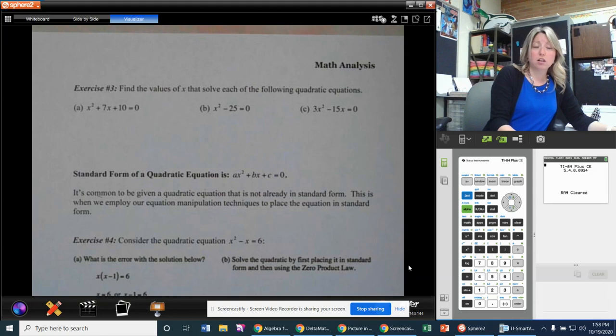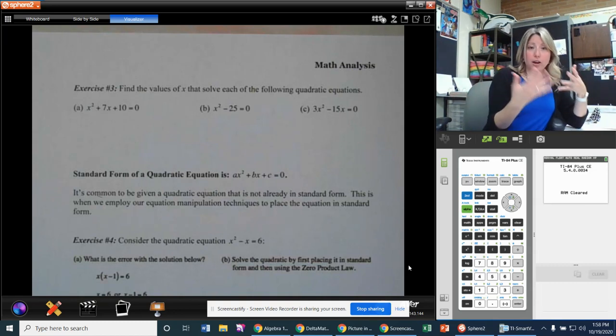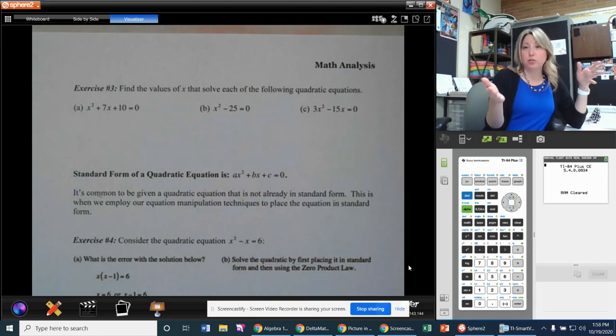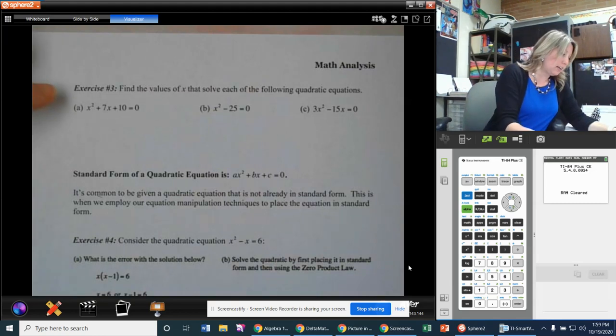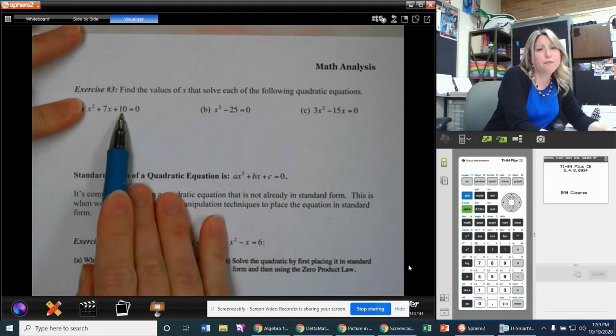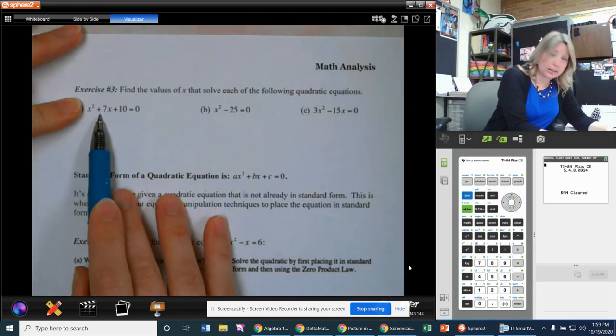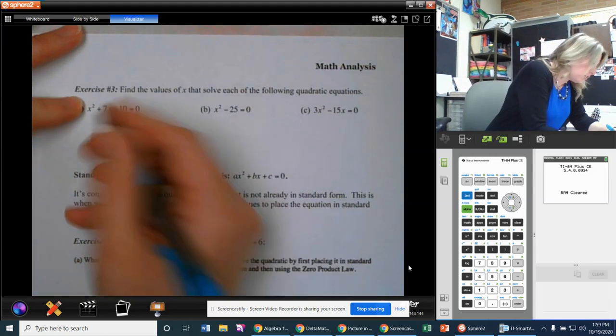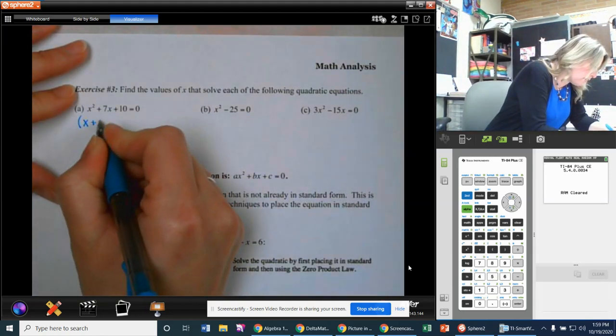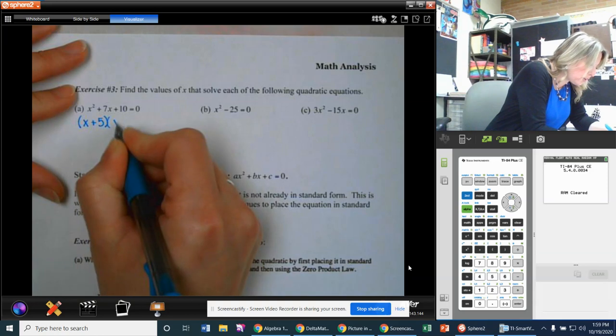Here are some x squared polynomials, right? So quadratic polynomials set equal to 0. So I don't have to do the work of getting standard form equals 0, okay? I don't have to do any of the changing here. I can go straight into the factoring piece. And if I look, I think, what are the factors of 10 that are going to add to give me a positive 7 in the middle? So that would be x plus 5 and x plus 2.